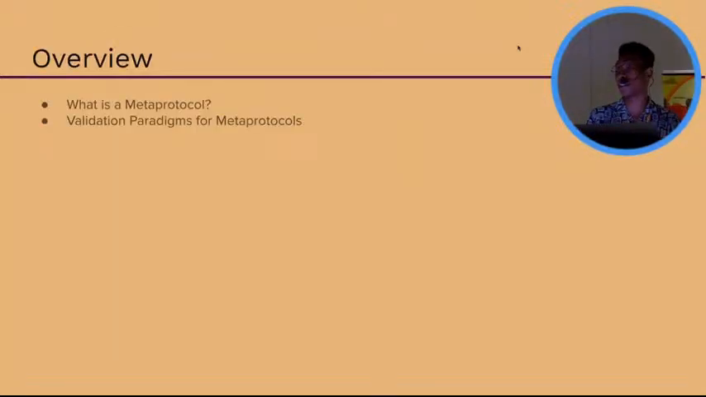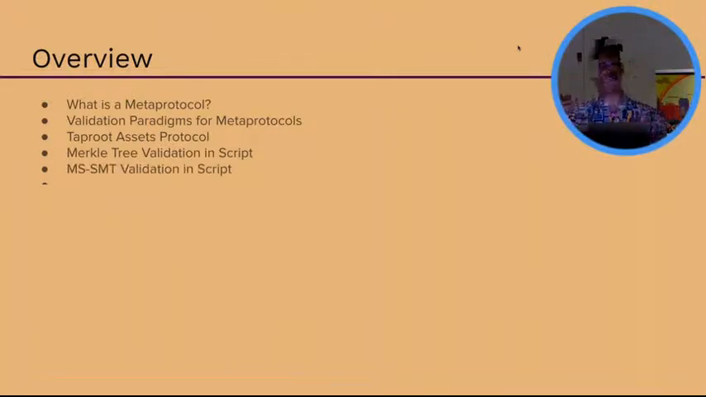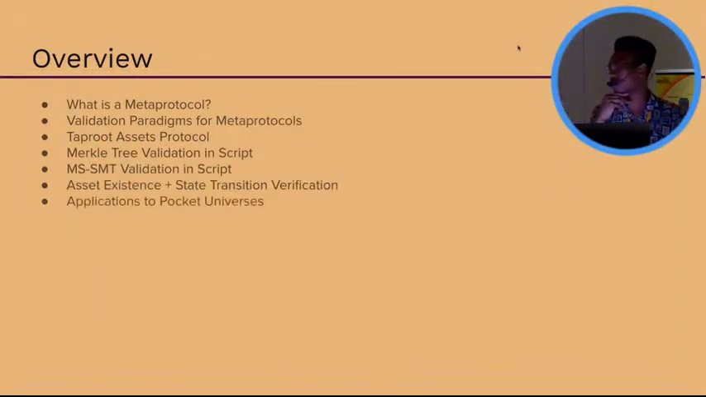So if something is actually known explicitly within Bitcoin, how are clients actually able to validate it? We'll talk about Merkle tree validation. It's all about the Merkle tree that is used in Taproot Assets in order to validate any state transitions within that. Then we'll talk about this, application to something.